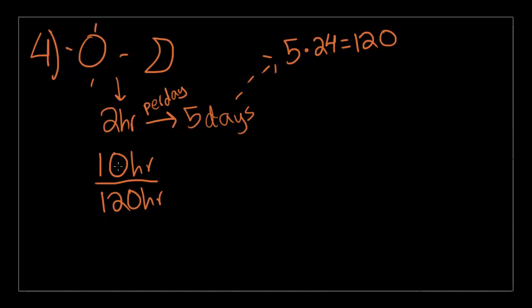So the fraction she spent commuting is 10 over 120. Or you can cancel out these zeros, so it's 1 over 12. And that's choice A. And so I will do one last problem and then I will move on to another video.